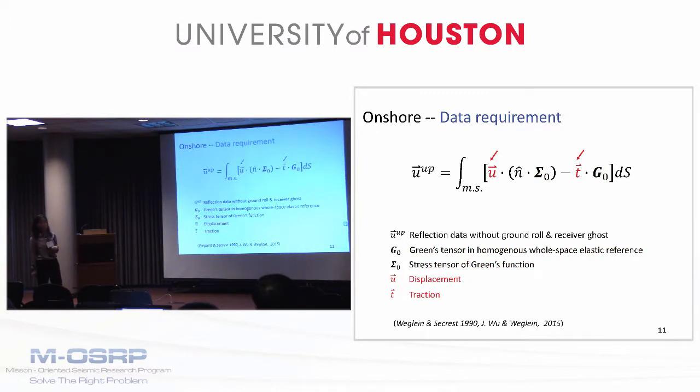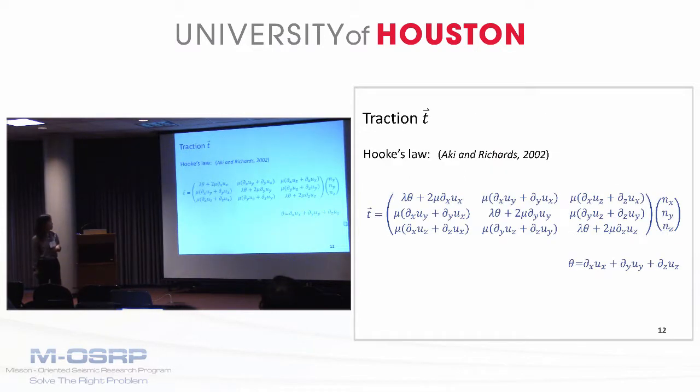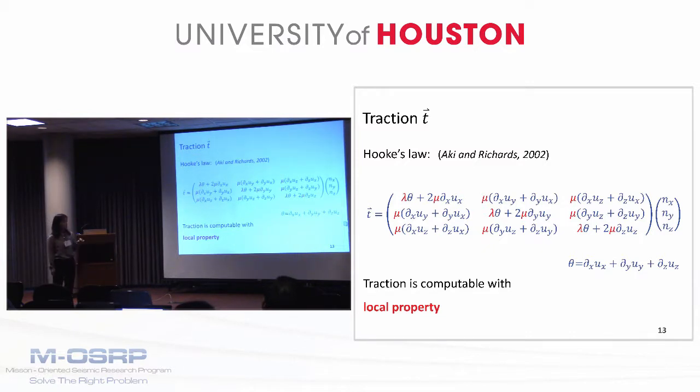Second, you need to measure both the multi-component displacement U and the multi-component traction T. Now you can see people usually measure the displacement, but not traction. How to compute that? Well, by using Hooke's law, you can actually compute the traction following this algorithm. Two very important messages here. First, you have these lambda, mu, they are Lamé parameters. Therefore, to compute the traction at a specific point, you need the local Earth property there.